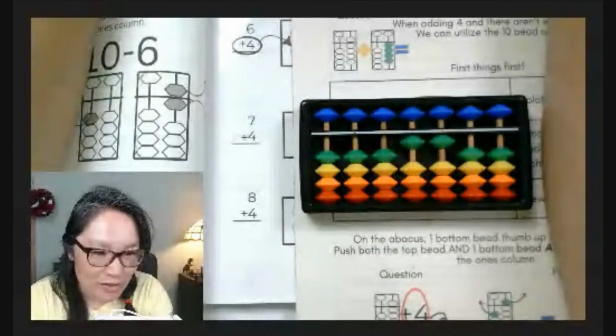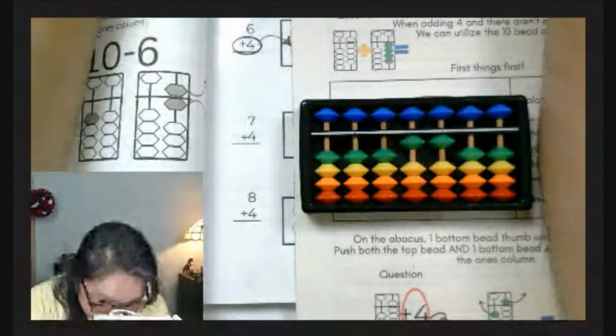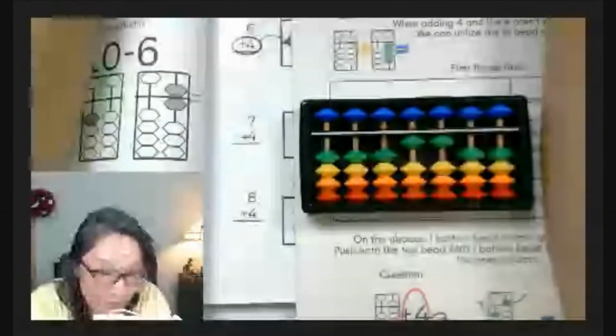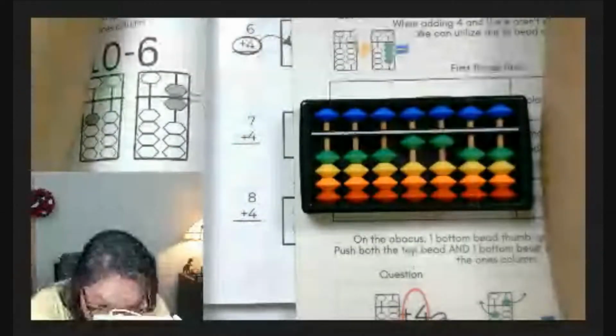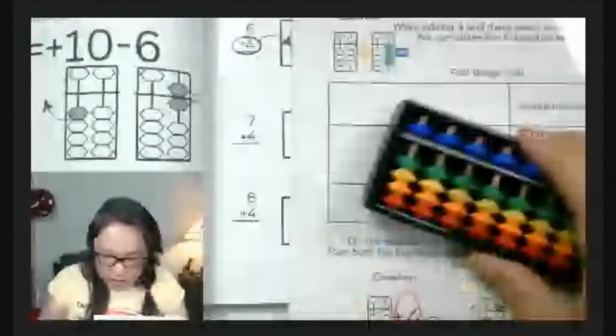Can we do some adding? Sure. Did you want to do a 2-step adding or 1-step adding? That's a question. 1-step or 2-step? Because we can do both. 2-step? Okay, let's do 2-step.